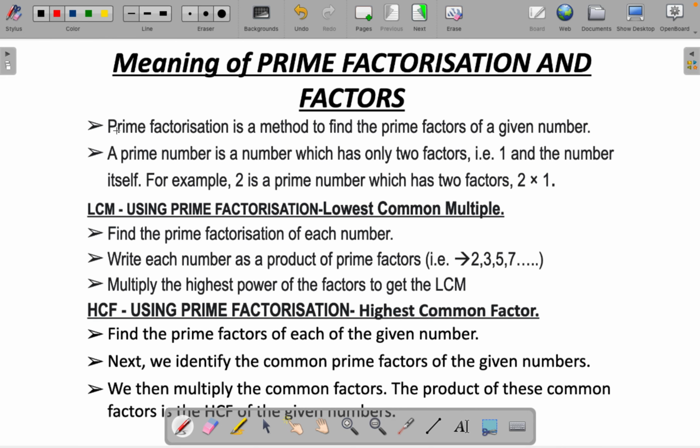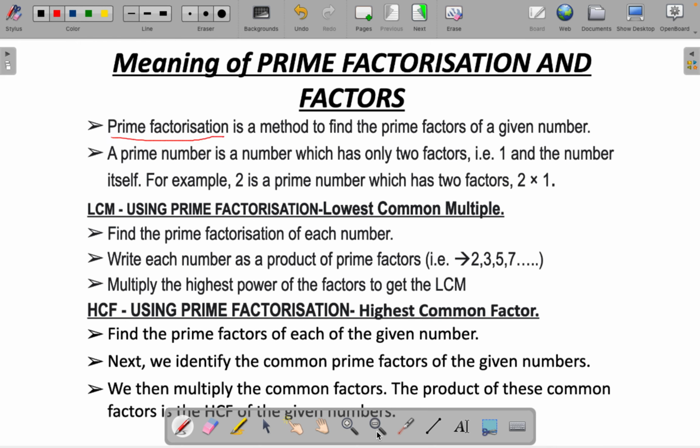Everyone, and welcome to the second video of real numbers. Today we will learn what is the meaning of prime factorization, how to find prime factors, and what is the application of finding prime factorization. So let's start with the first thing, prime factorization.